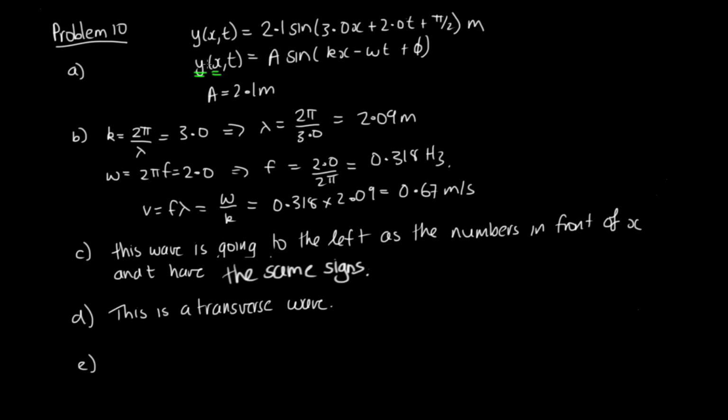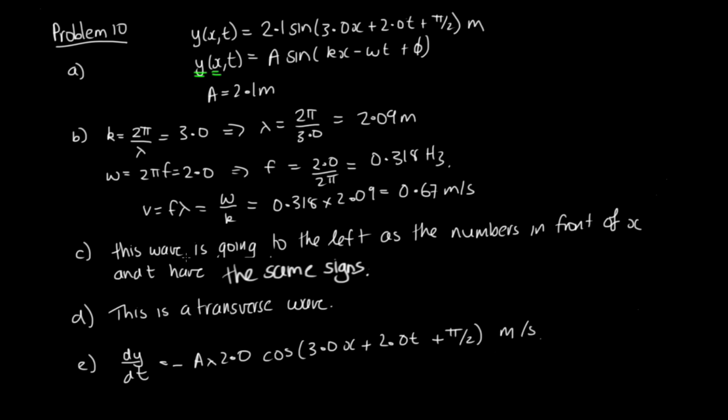And then part E asks us, what is the maximum speed of the medium as the wave passes? Okay, so now we need to work out the speed of the medium. So the speed of the medium is the derivative dy dt. So we will need to differentiate in this case. So when we differentiate a sine function, we get a minus cos function. So we've still got the a out the front, minus a, and then we've got the omega, which in this case is the 2, so times 2 times cos of 3x plus 2t plus pi on 2, and that'll be in meters per second.